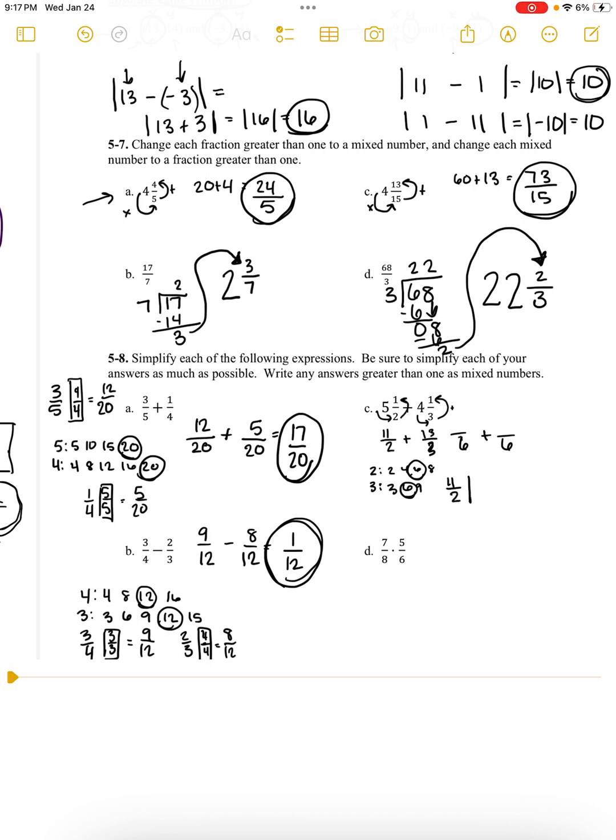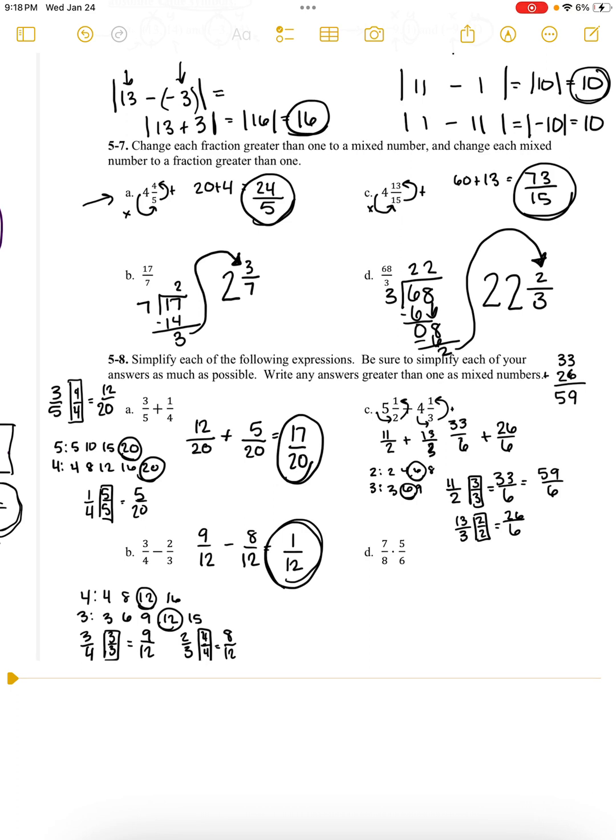If I take 11 halves and I get a denominator of 6, I have to multiply 2 times 3. 11 times 3 is 33. 13/3, 3 times 2 is 6. 13 times 2 is 26. 33 plus 26. 6 plus 3 is 9. 3 plus 2 is 5. This is 59/6.